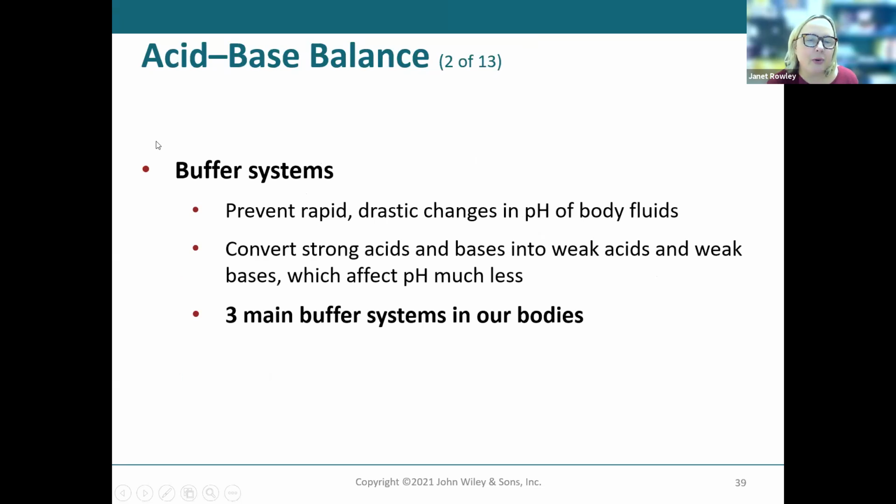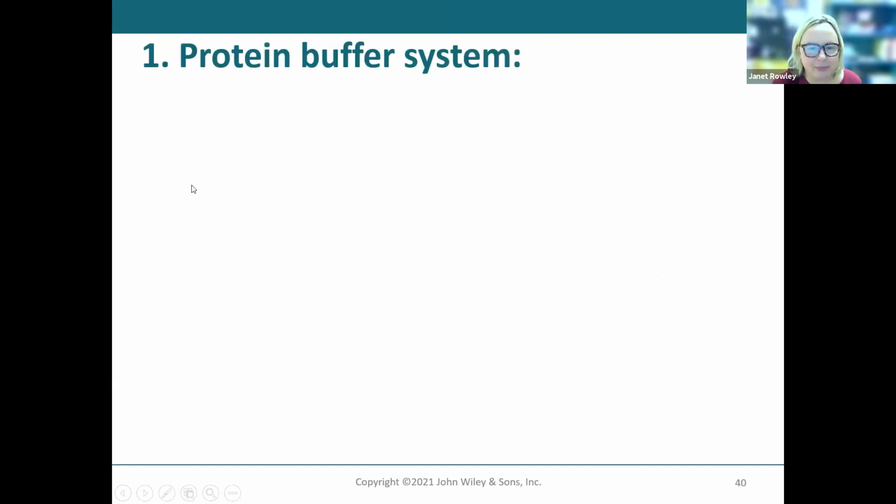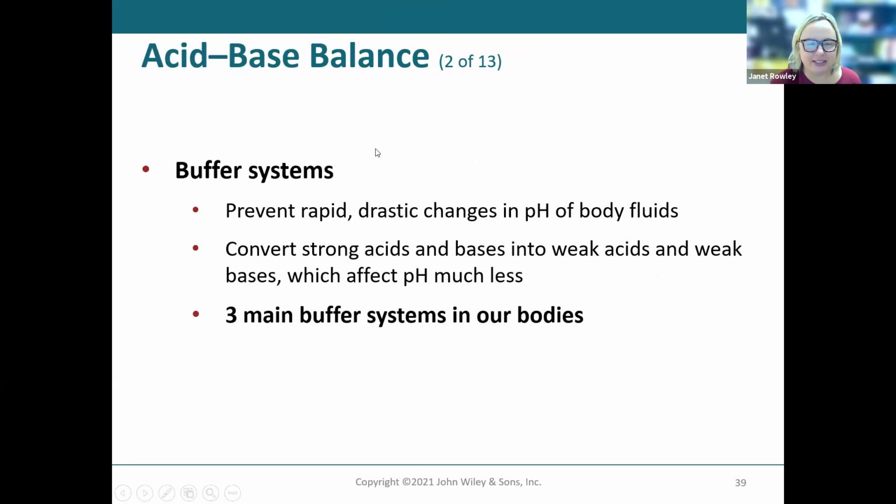Oops. So whoops, what happened here? Buffer systems. So this is our first method. They prevent rapid, drastic changes in pH of body fluids. They convert strong acids and bases into weak acids and weak bases, which affect the pH much less. There are three main buffer systems that I'm going to discuss.